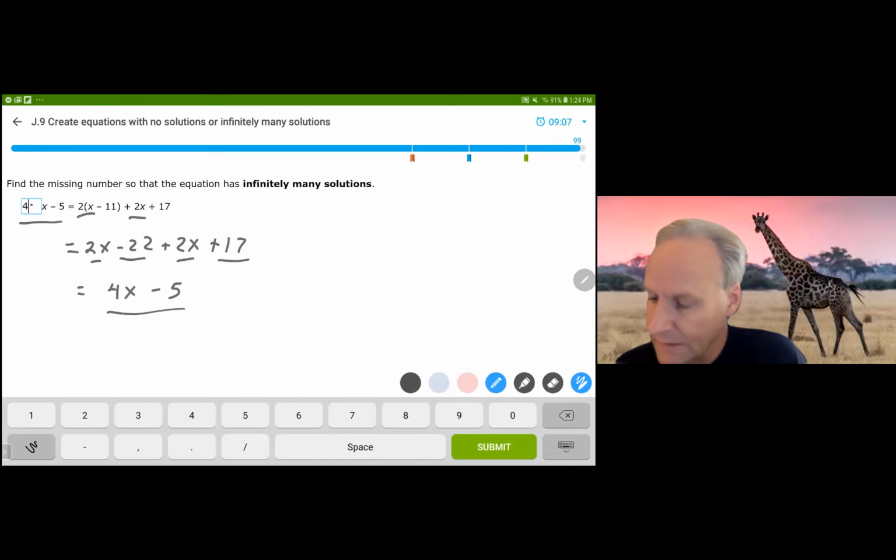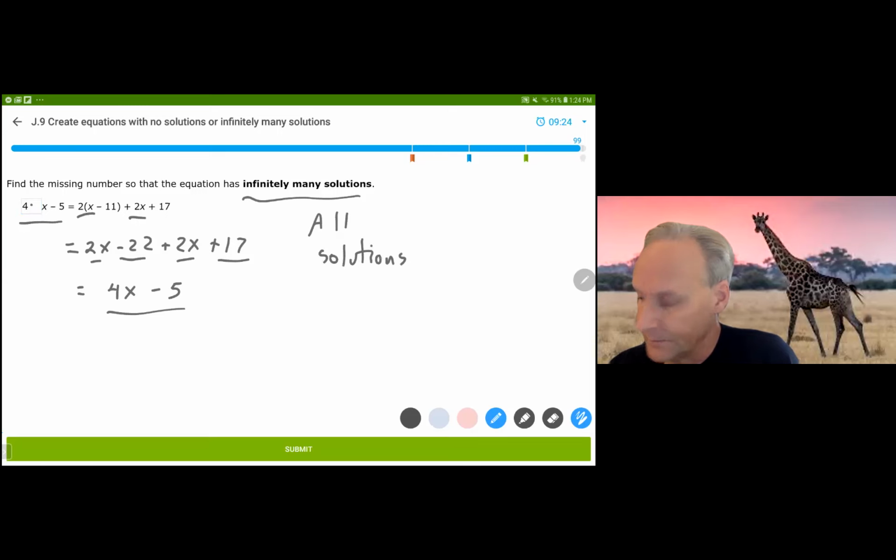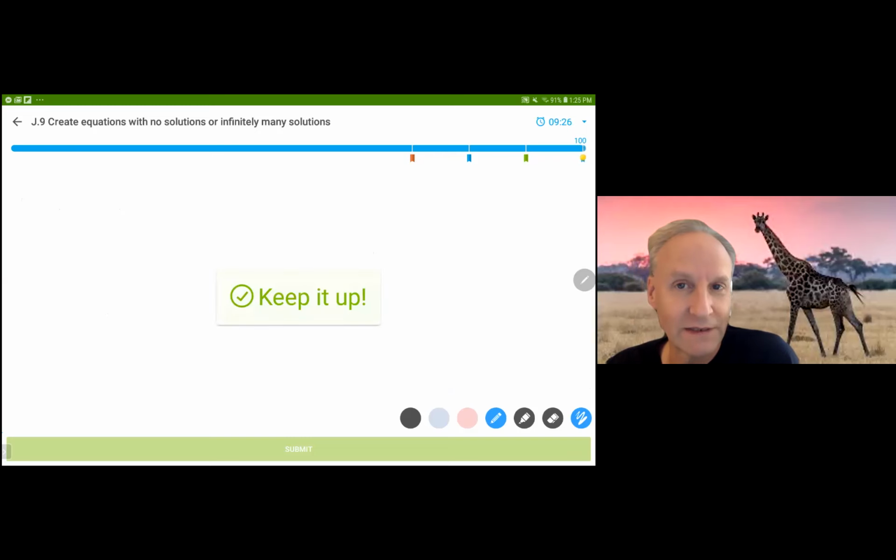And that will make them equal on it. And that's going to be an identity which has infinitely many solutions. And actually, a better answer than infinitely many solutions is all solutions, because x can be anything. And it looks like we're done.